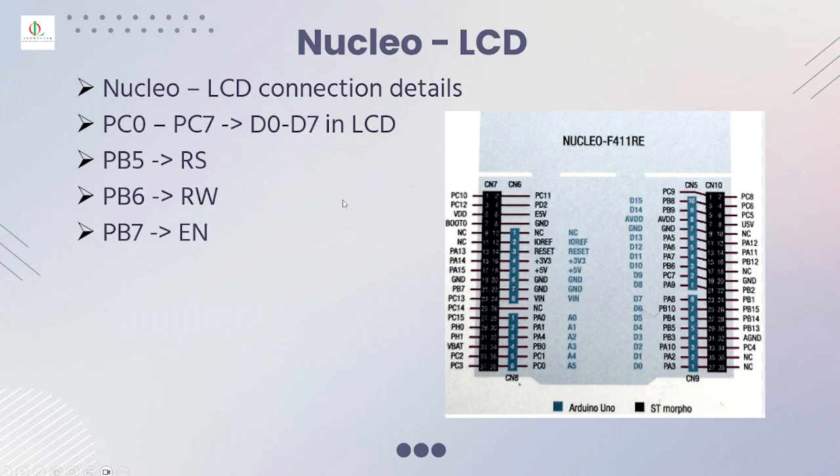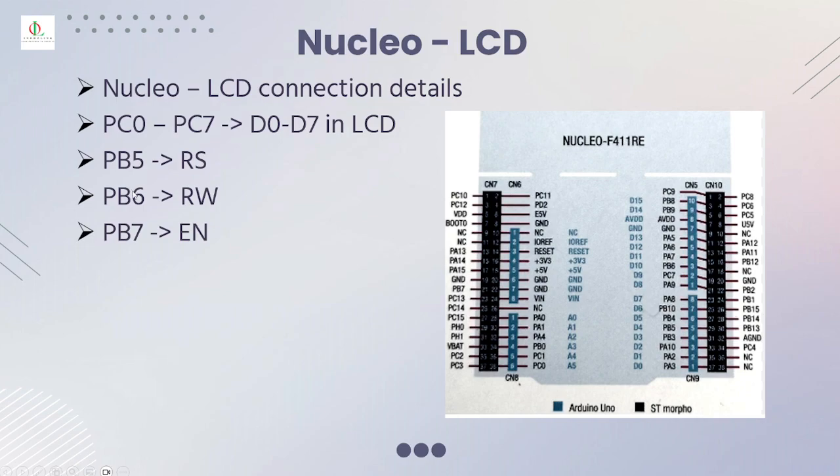And you've got to interface that with the Nucleo F411RE board. So this is the board connection, so the LCD can be interfaced with this. The data lines D0 to D7 in the LCD are connected to port C0 to port C7. I did all the connections.